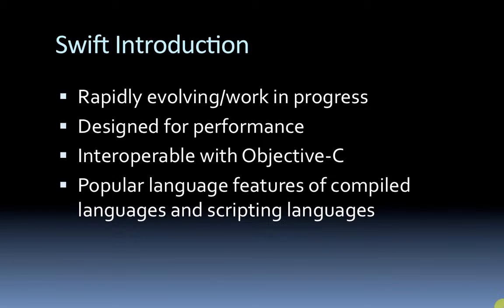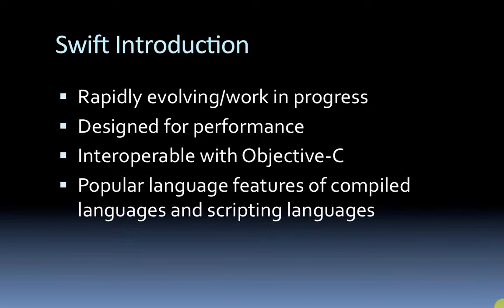Now, the Swift programming language was designed for performance. When they introduced Swift at the WWDC conference in June of 2014, they had benchmarks in which they saw a 1.5 times increase in speed for the various testing that they were doing. And of course, this will hopefully also improve over time as they improve the language itself and the compiler as well. Now, the language was designed specifically to be interoperable with Objective-C.